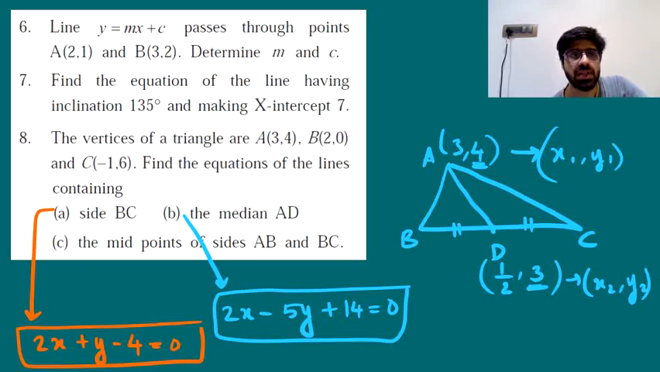Now we need to answer the C part, which says that we need the equation of the line which is joining the midpoints of the sides AB and AC. So let's find the midpoint of AB first.